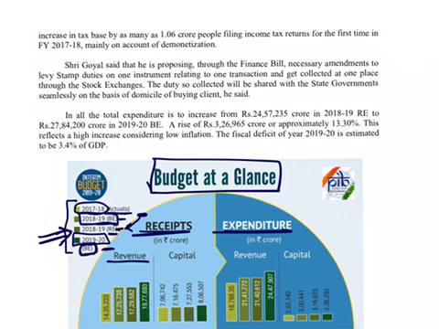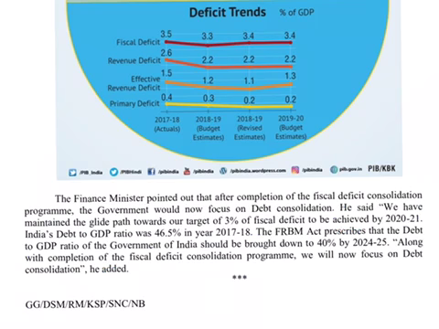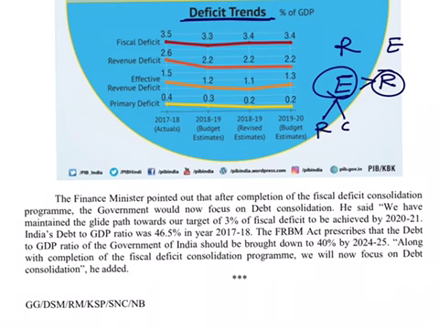If we see revenue receipts, capital receipts, revenue expenditure, capital expenditure over here. Revenue expenditure is more, capital expenditure is less comparatively. Here also revenue receipts are more, capital receipts are less. From our fiscal policy chapter, we should learn what comes under revenue receipts, what comes under capital receipts, what comes under revenue expenditure, what comes under capital expenditure.